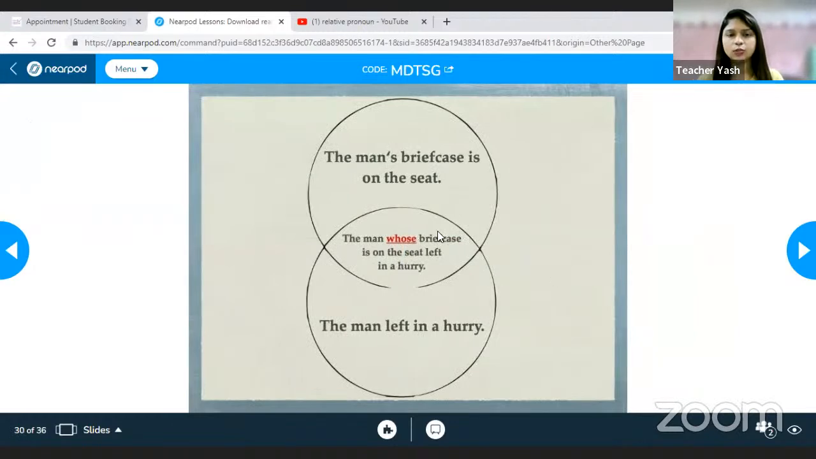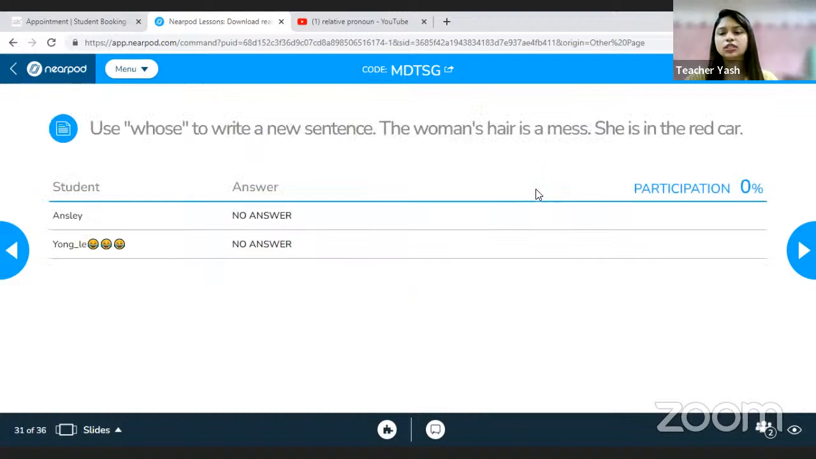Okay, now with the word whose. The man's briefcase is on the seat. The man left in a hurry. The man whose briefcase is on the seat left in a hurry. Make it into one and make your own sentence.